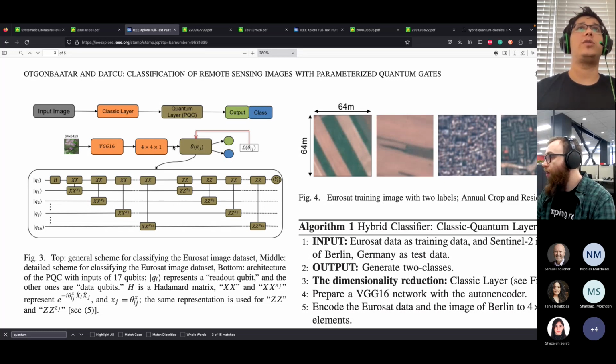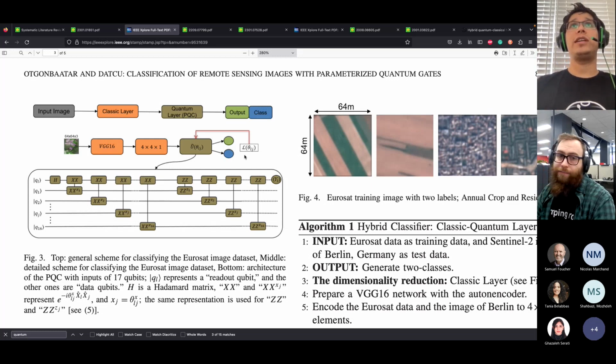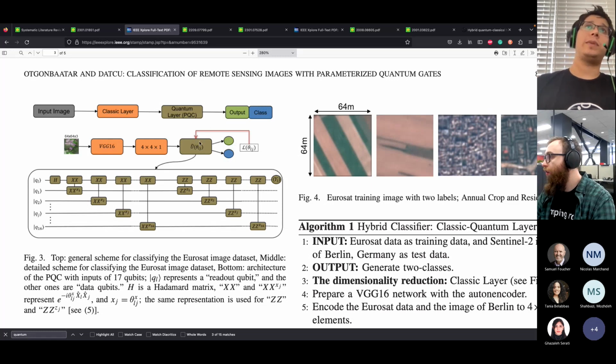So what you do is create this circuit, and again, you launch this circuit several times. You measure the expected values, and then you put these values into a neural network. These are the outputs here that you have on the green and blue nodes. And then you use the loss function to train these parameters.